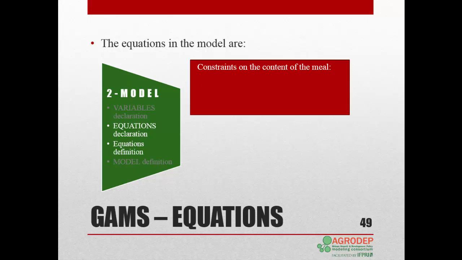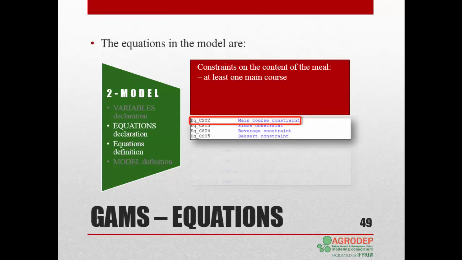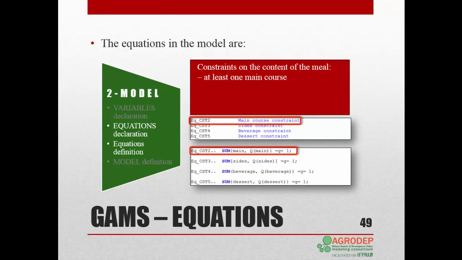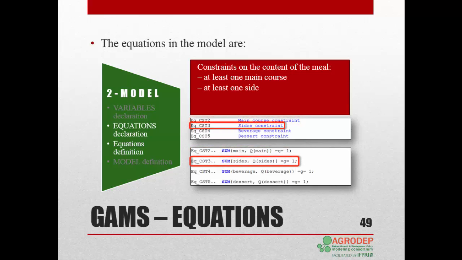We have other constraints on the content of the meal. They require that the meal must include at least 1 item from each category. So we declare 4 constraint equations, 1 per category. The constraints will state that the sum of items consumed must be greater or equal to 1 in all 4 categories.